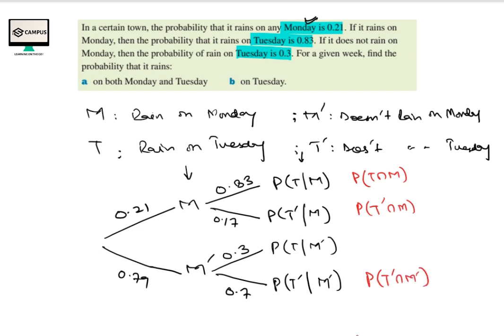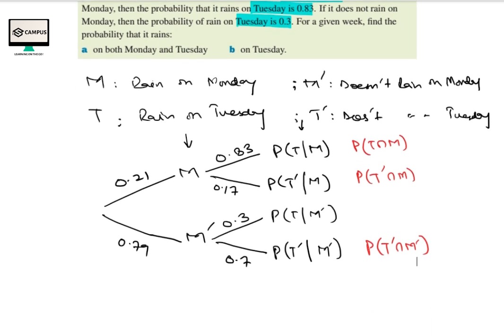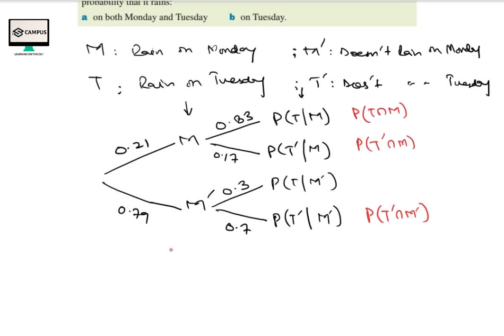So based on that, now it is quite easier. We have drawn the tree diagram, we have defined the events. Now let's try to find the probabilities. So for part A, we have to find the probability that it rains on both Monday and Tuesday. All right. So we have to find this probability that it rains on Monday and Tuesday.